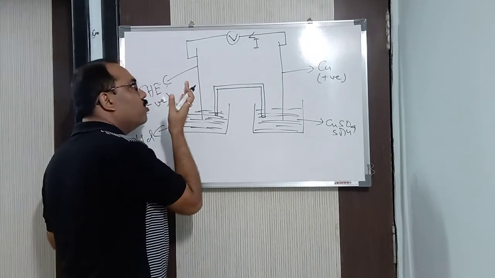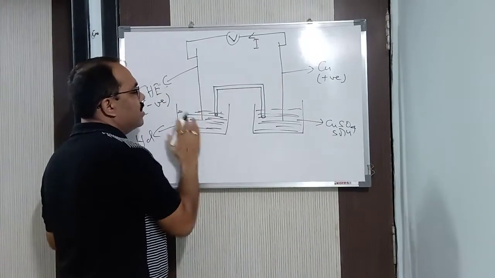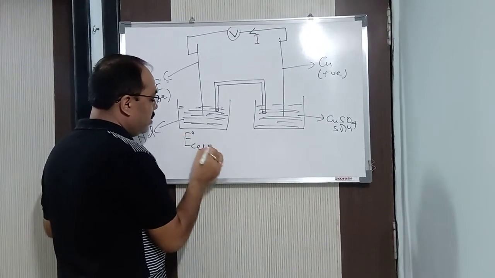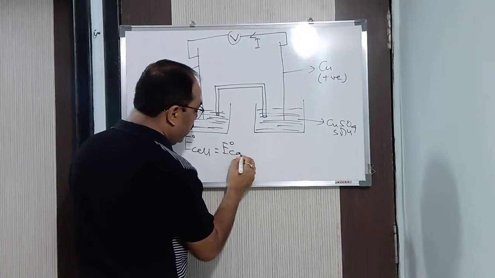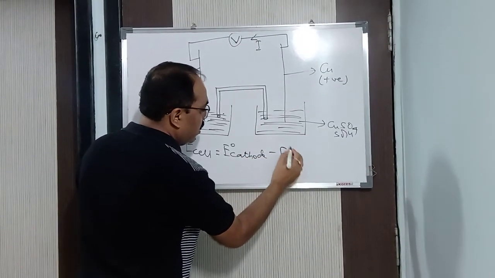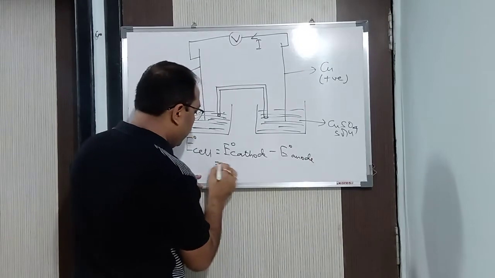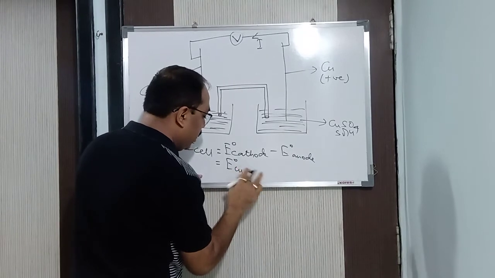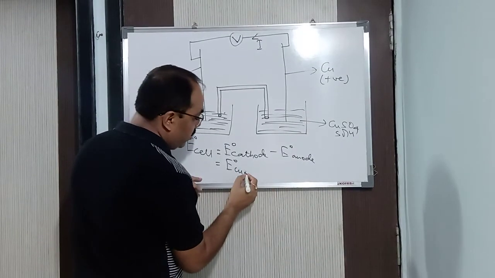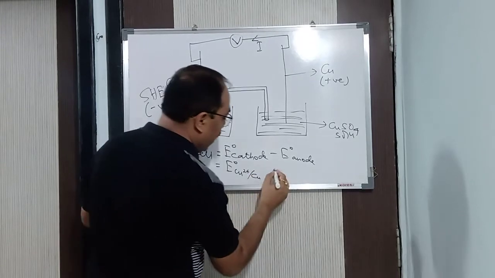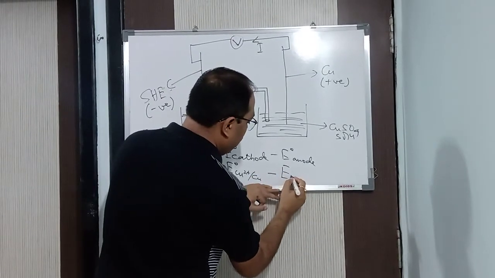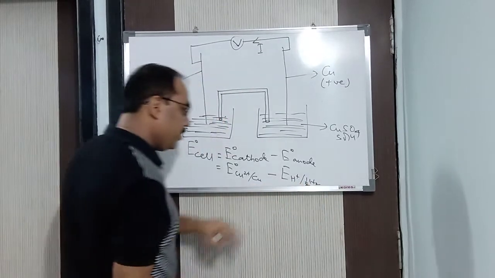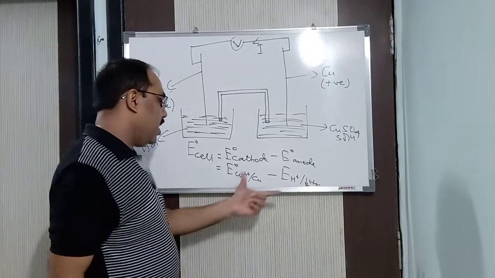Now you may ask, then what is the electrode potential of SHE? If copper is that, SHE is 0, right? See here how I am calculating it. E0 cell is equal to, what is the formula? E0 cathode minus E0 anode. What is the cathode here? Cathode is nothing but copper, where reduction is taking place. Reduction means Cu2+/Cu. And the anode is nothing but your SHE, where H+ gives half H2.